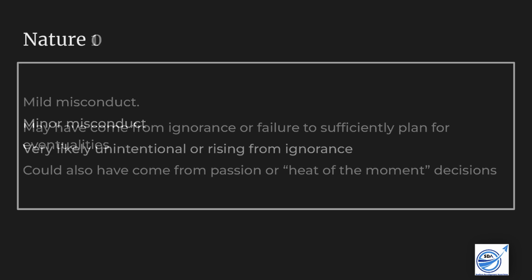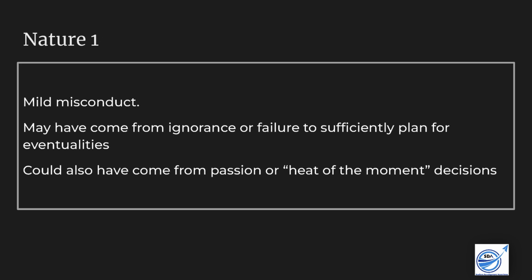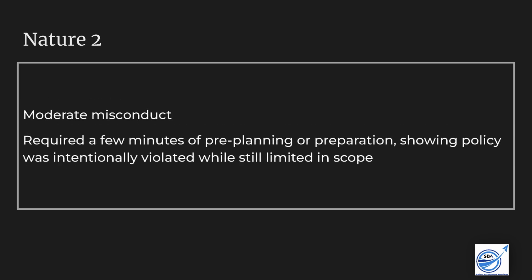With nature 1, we have mild misconduct coming from ignorance, failure to sufficiently plan for eventualities or other instances. This could also come from passion or heat of the moment decisions. With nature 2, we have moderate misconduct. This has required a few minutes of pre-planning or preparation. It's showing the policy was intentionally violated, but it was limited in scope.